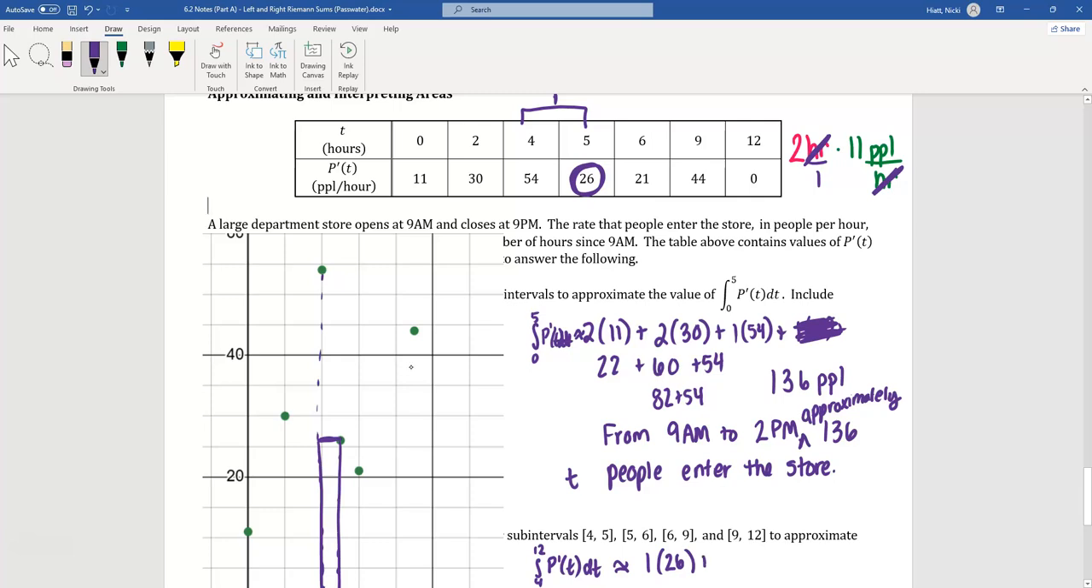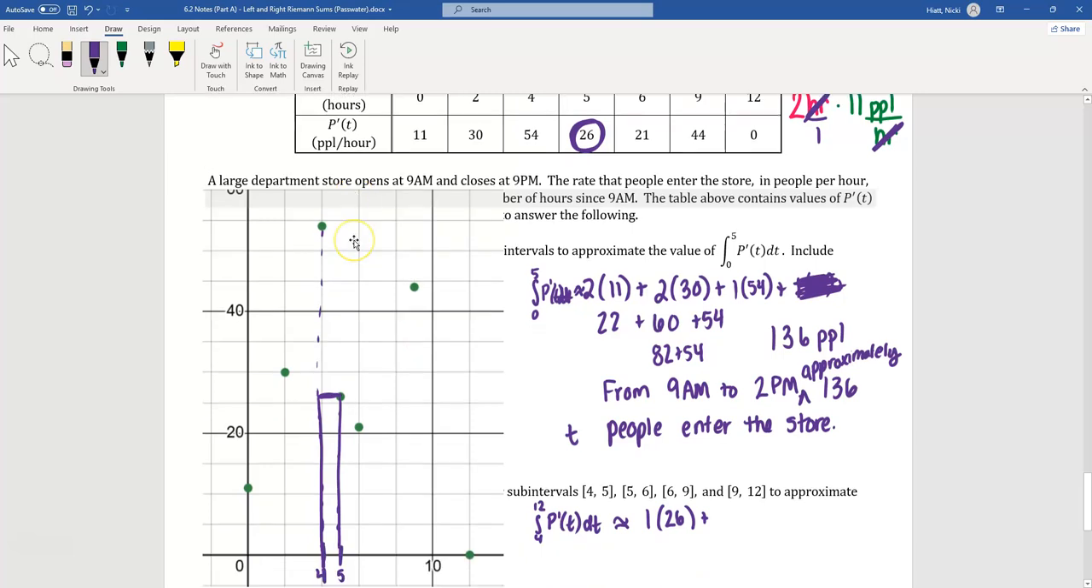So then I need to do the next one, right? That's from 5 to 6. I'm drawing in a rectangle here. I want the right endpoint to be on the graph, so that's going to look like this. Thinking about it from 5 to 6, that's a width of 1, which I can see on my graph as well. What's the height of this rectangle going to be?